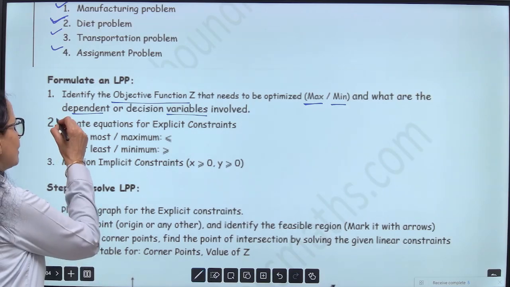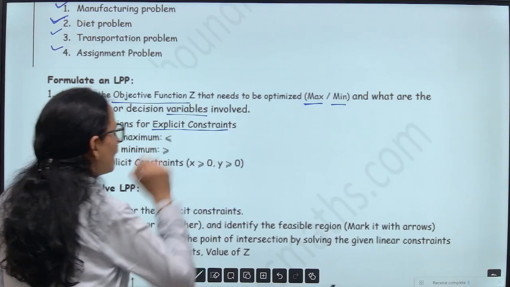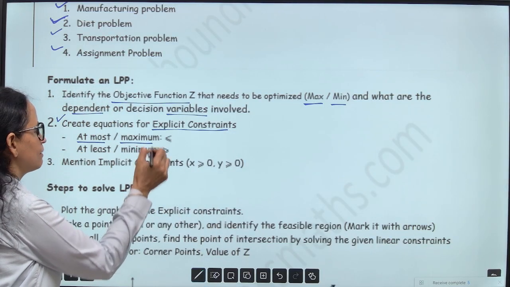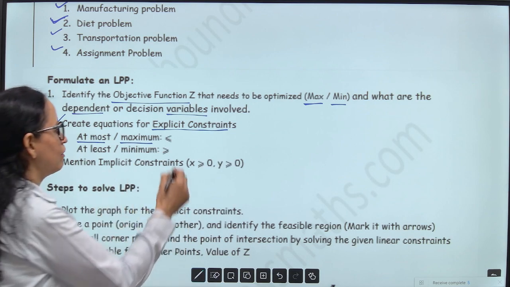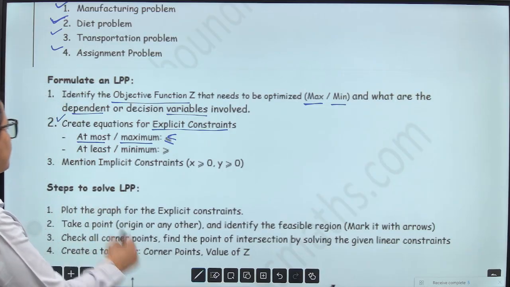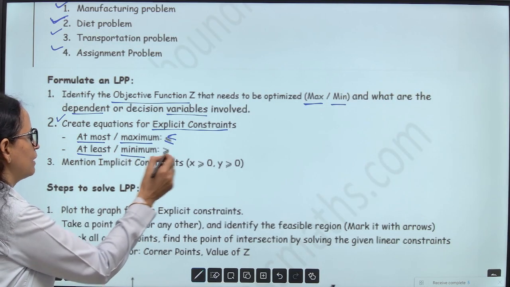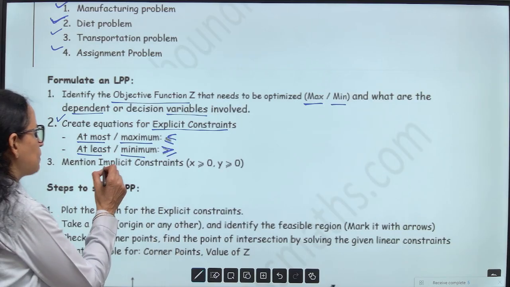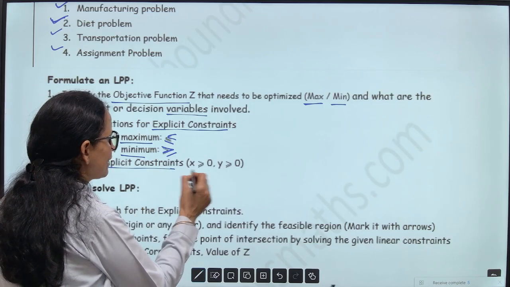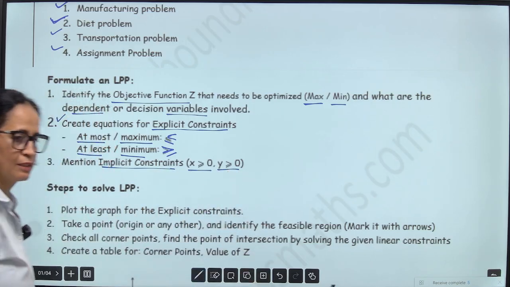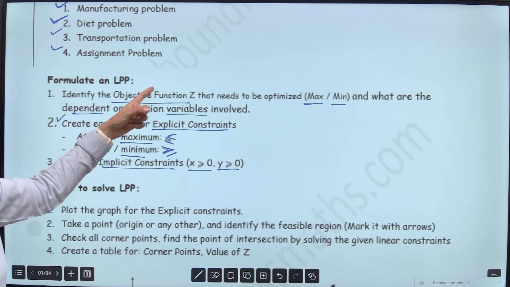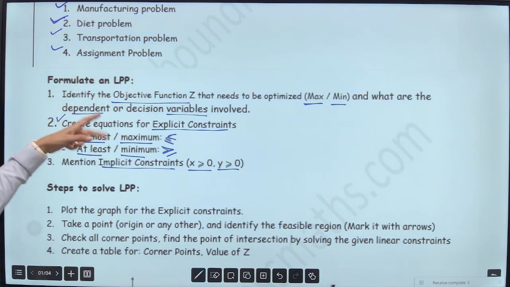Now create inequations for the explicit constraints. If the question has the keyword at most or maximum, then that means the inequality will have less than equal to. And if the question has keywords like at least or minimum, then the inequality will have greater than equal to, right? And then you need to specify the implicit constraints also, that is X is greater than equal to 0 and Y is also greater than equal to 0. So one LPP has these 3 main components.